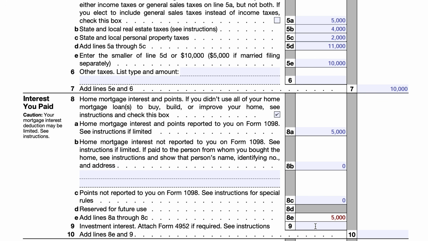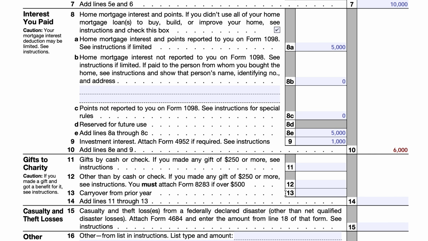You would need to complete and attach IRS Form 4952 to calculate your interest expense deduction, but you don't necessarily need to if you meet certain criteria. So we'll put that in. You can figure out that criteria in the article. But let's just say that they had $1,000 of interest that was on margin. So now we've got $6,000 of total interest that was paid that could be itemized in Schedule A.